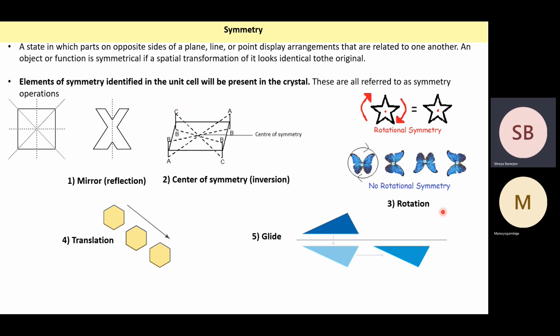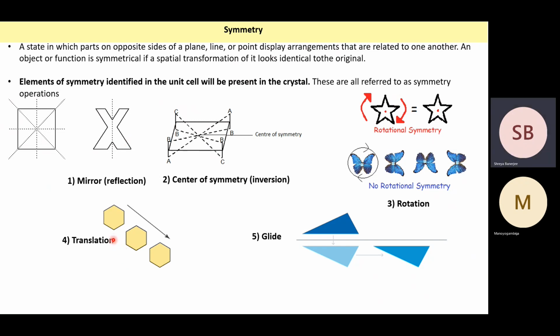Now, rotational symmetry means that if you rotate the object, it is indistinguishable from before rotation. So this is a star-shaped object. If you rotate this point of the star such that it comes to this point, you can see the final and initial images are indistinguishable. So clearly this has a rotational symmetry. But if you look at this butterfly, you can see that after rotation, these images are not the same. So this has no rotational symmetry.